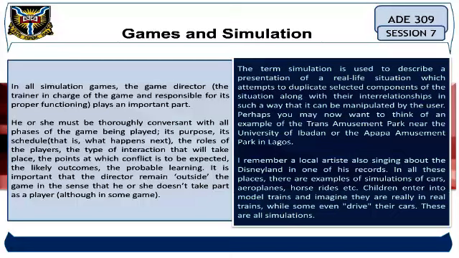The term simulation is used to describe a presentation of a real-life situation which attempts to duplicate selected components of the situation along with their interrelationships in such a way that it can be manipulated by the user. Perhaps you may now want to think of an example of the Trans Amusement Park near the University of Ibadan or the Apapa Amusement Park in Lagos.